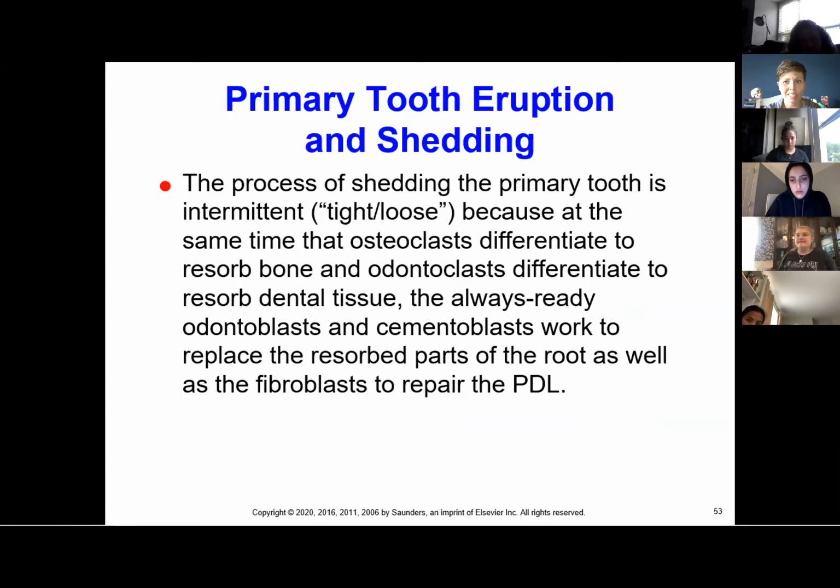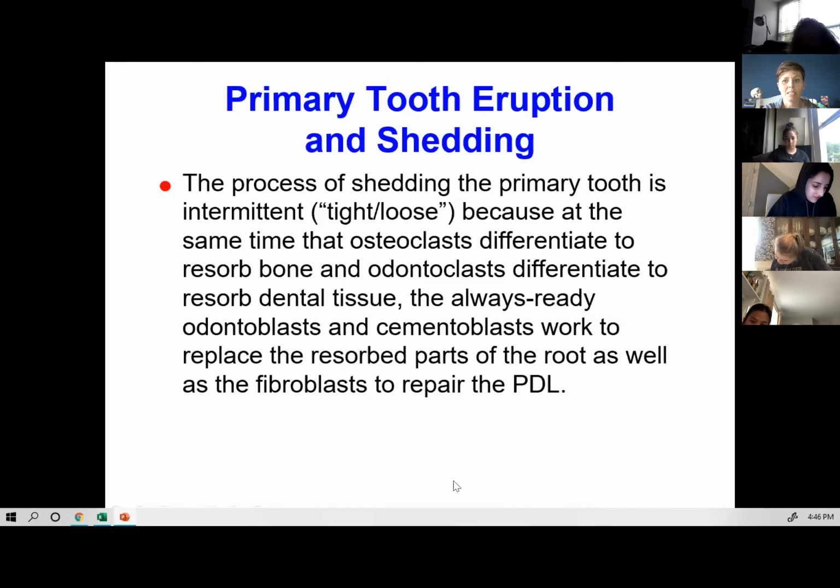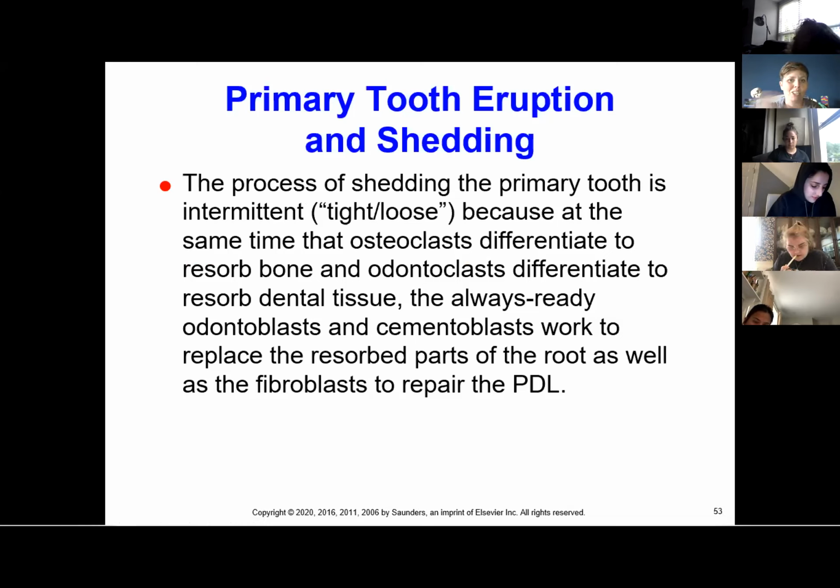So if you've ever noticed that the primary tooth may become tightened just when you go to the dentist, or you take them to the dentist because you're like, this tooth is really loose and needs to come out. And it's like, no, it's not ready. Give it some time. And it's because our body's always trying to act against it, right? It's trying to almost keep it in there until it's absolutely ready.